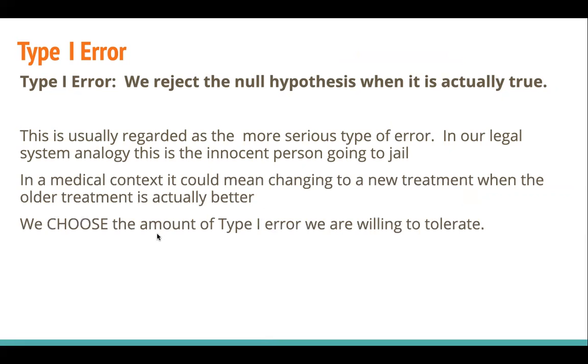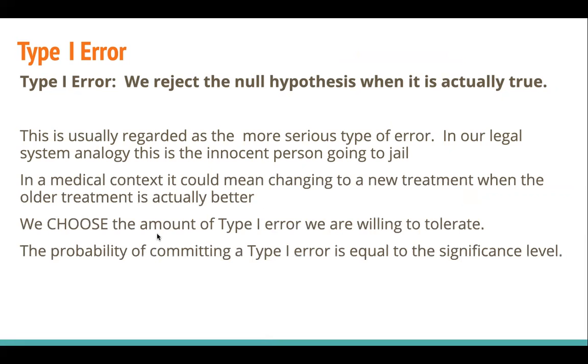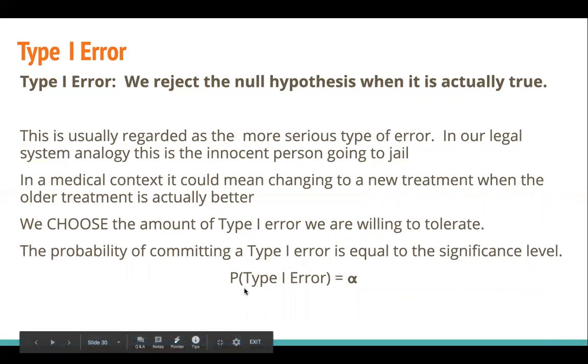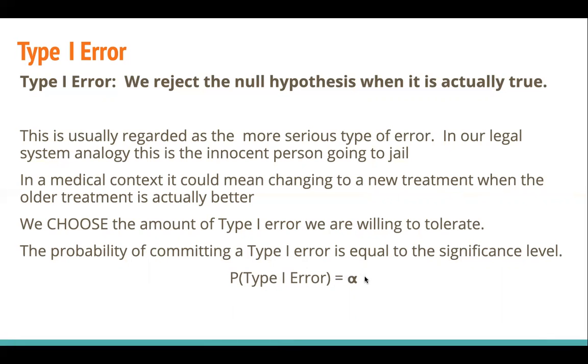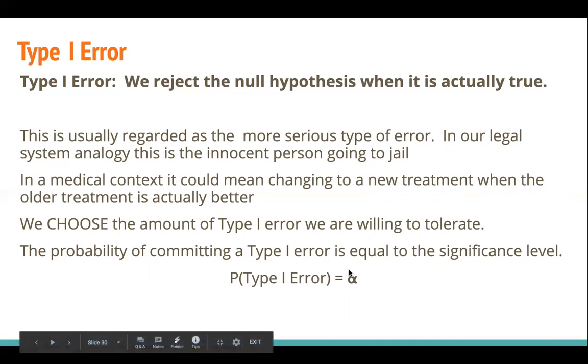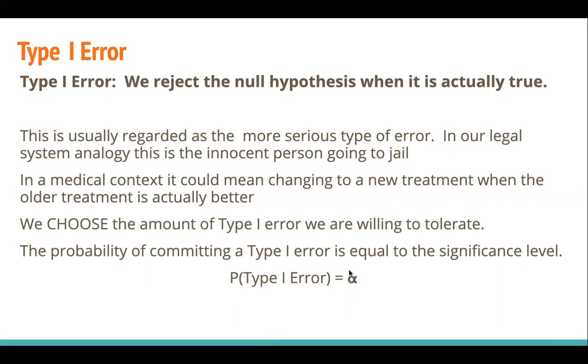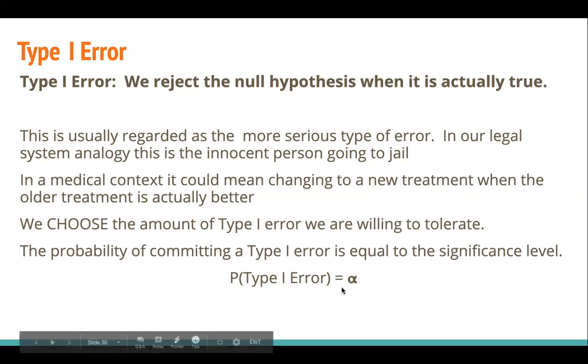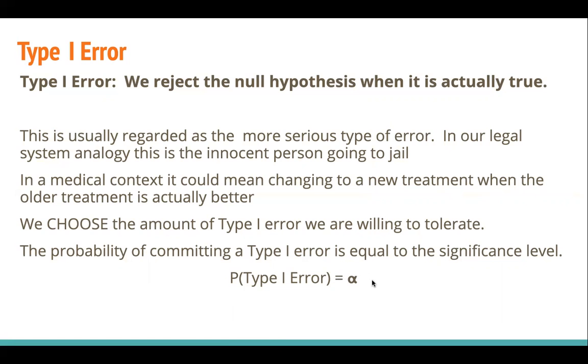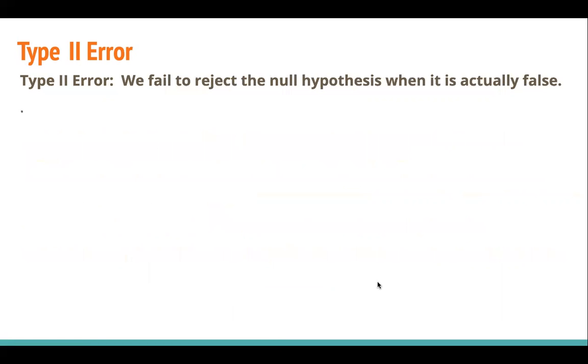We get to choose the amount of type 1 error we are willing to tolerate. The probability of committing a type 1 error is equal to the significance level. I can actually write that in symbols. The probability of type 1 error is equal to alpha. So we pick this one, and the lower my alpha, the higher the probability of making a type 2 error. The higher the alpha, the lower the probability of making a type 2 error. So I do have to balance that out.